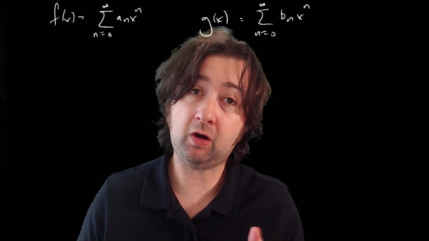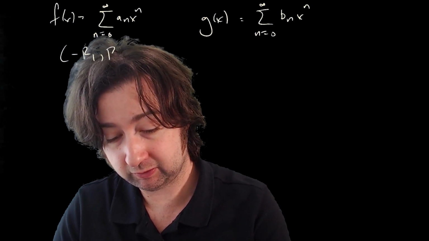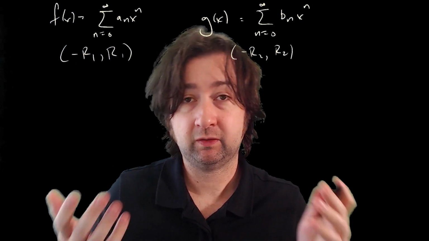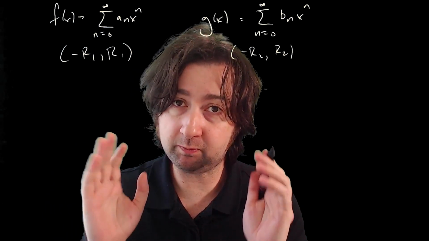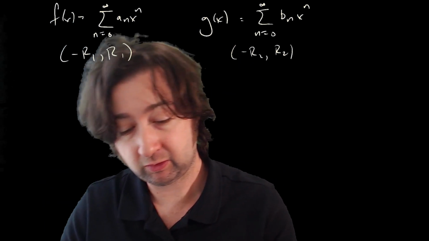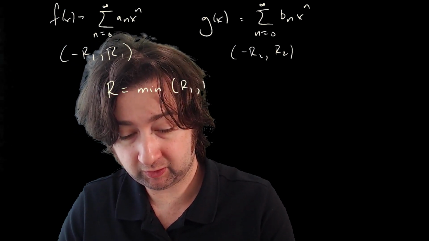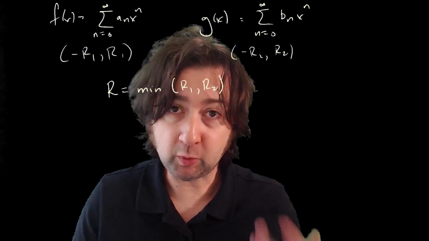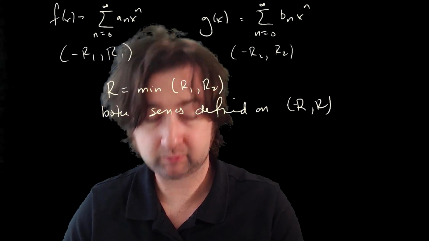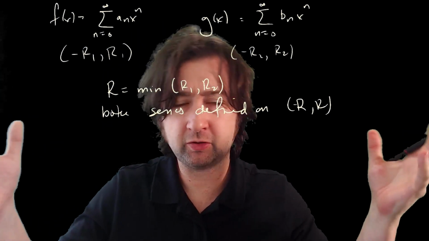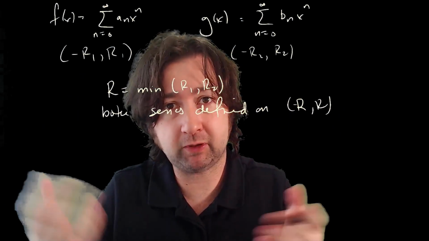And we can define all of the operations on their joint interval of convergence as follows. First, I have to pick the smaller of R1 and R2 because I want both series to converge. So if we let R be equal to the minimum of R1 and R2, then both of the series will be defined on the interval from minus R to R. So if f has a larger interval of convergence and g's is smaller, then just look at g's interval of convergence, and then I can happily combine f with it.